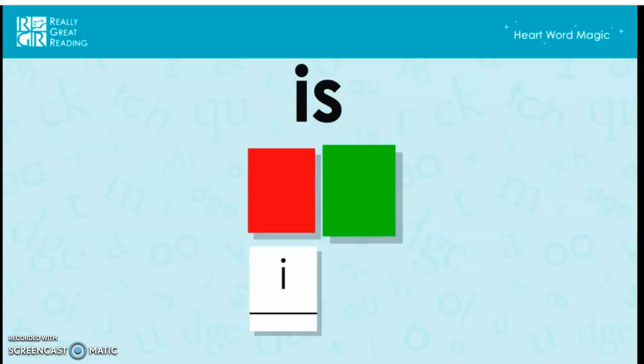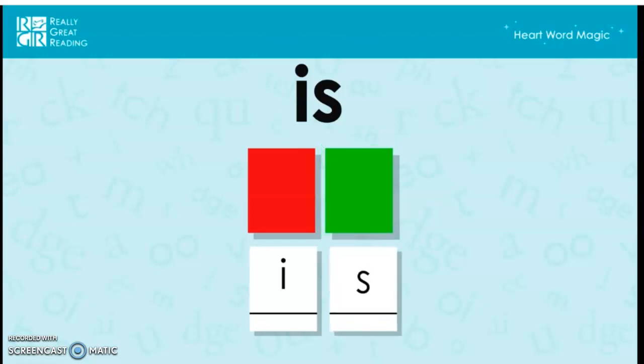The last sound, z, is spelled with the letter S. Sometimes the letter S spells z instead of the s sound we expect. This is the one part we have to know by heart.